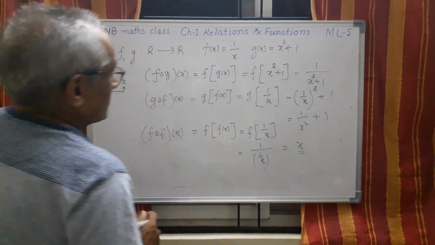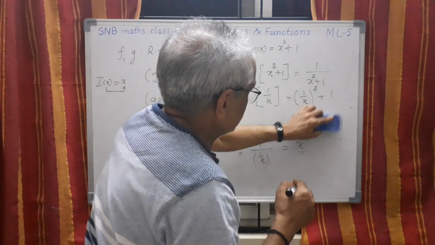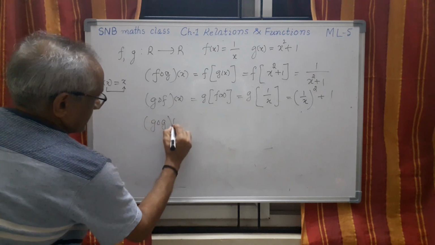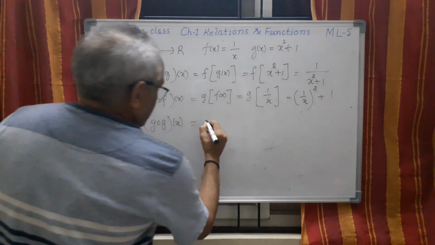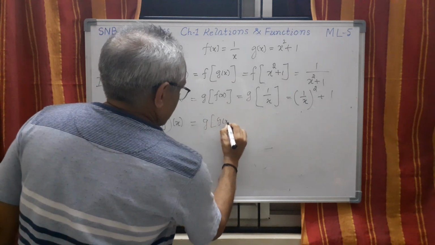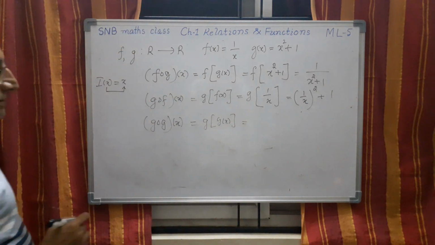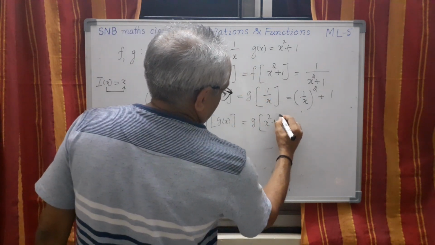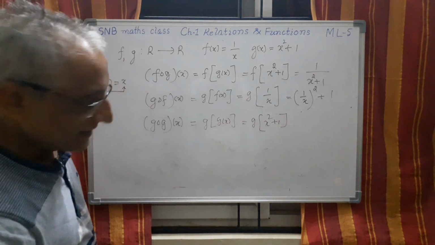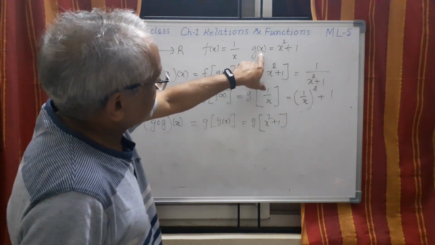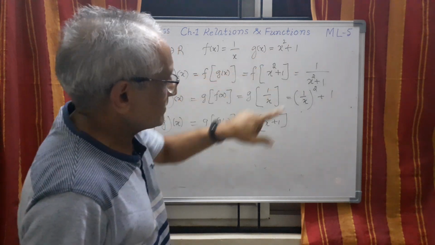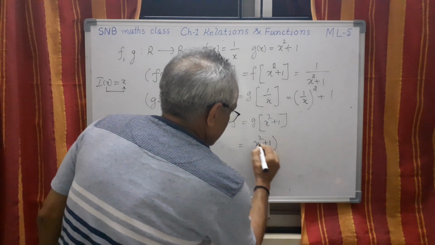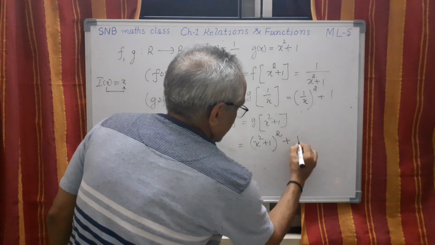In the same way you can also find g of g of x. So g of x is x square plus 1, but now you should be careful. If you put x here, it squares that and then adds 1. So the same thing here also. The rule is x square plus 1. This is squared, then you have to add 1.